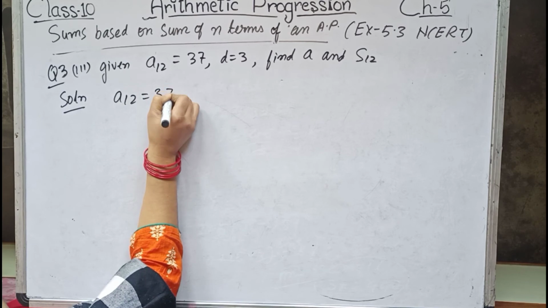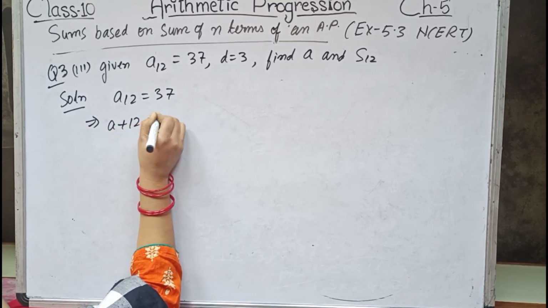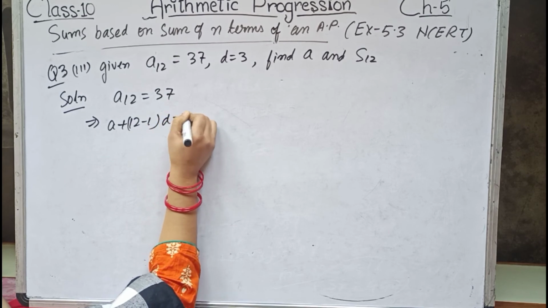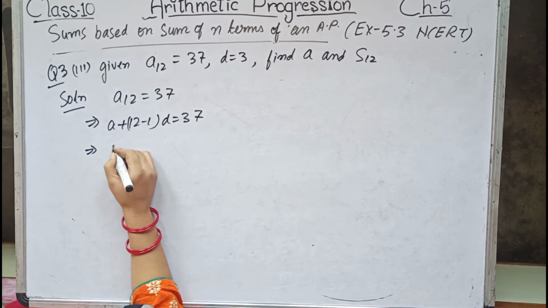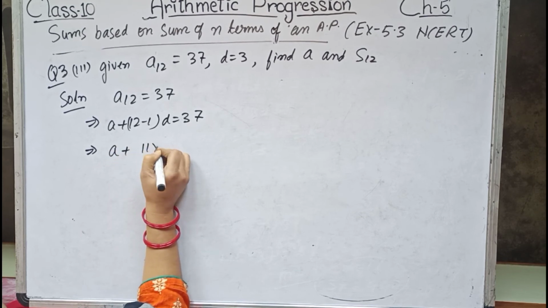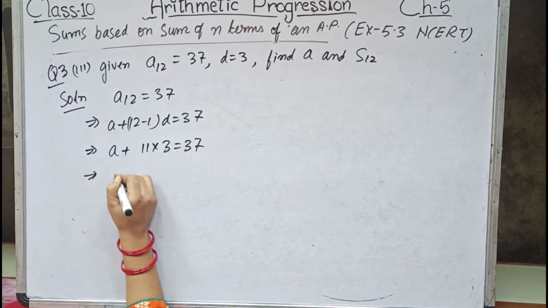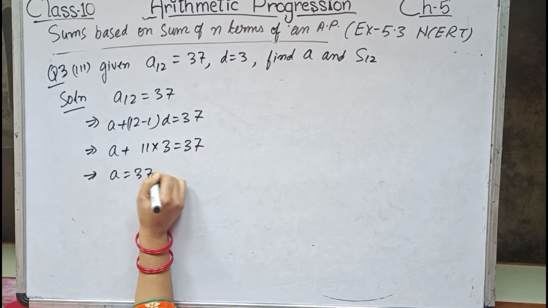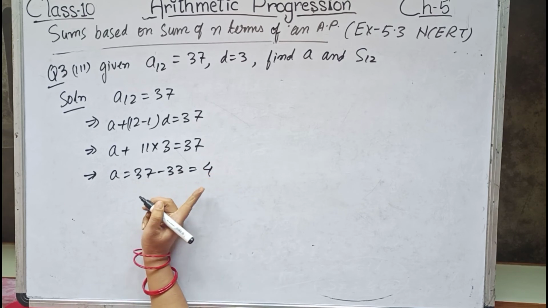A12 equals 37 implies A plus (12 minus 1) into D equals 37. This implies the A value we don't know, 11 into D, the D value is 3. So this implies A equals 37 minus 33 equals 4. So the A value we have got.